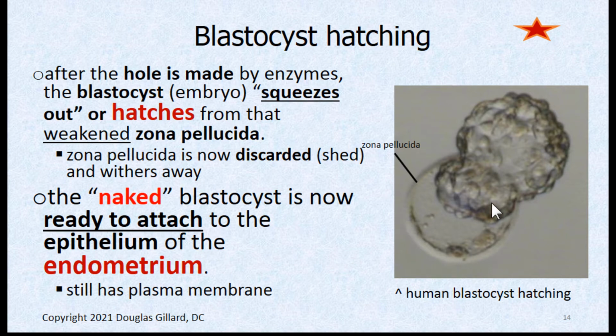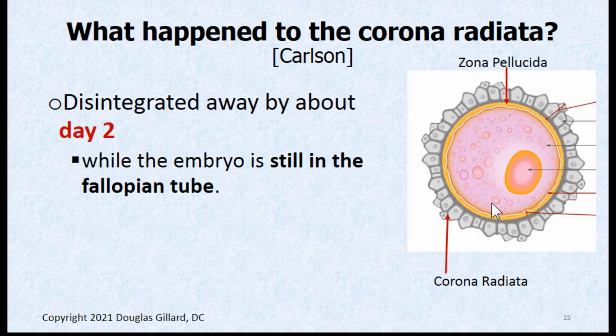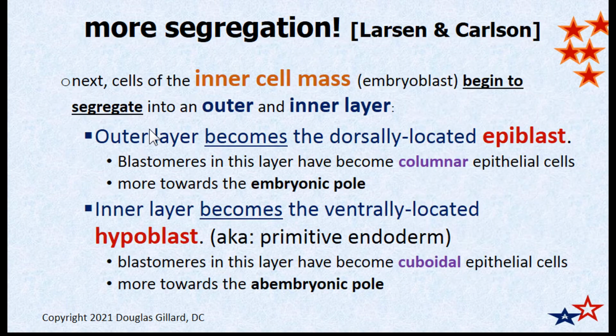And so now we have a naked blastocyst floating in the martini glass, and now it has the ability to bind to the endometrium. Okay? What happened to the corona radiata? We already said it degenerated away about day 2 while the embryo was still in the fallopian tube. That could be a little tougher question. Where do we lose the corona radiata? Is it inside the uterine cavity? Is it inside the wall of the uterus? Or is it in the fallopian tubes? It's way back in the fallopian tubes. So we got rid of that one a long time ago.